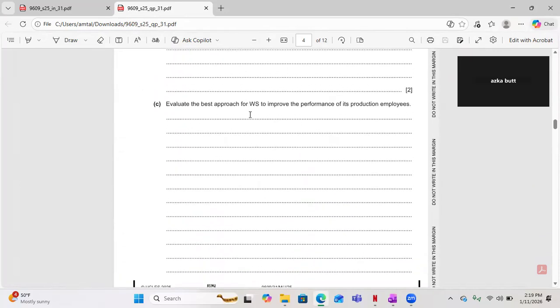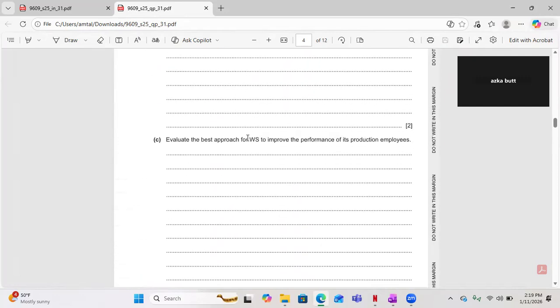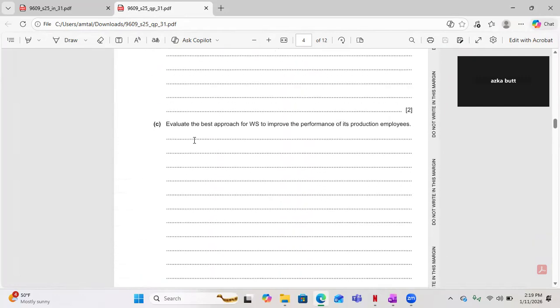evaluate the best approach for WS to improve performance of its production employees. This is a 12 marker question, as you can see. What we have to do, first of all, you should talk about the one approach which we can use, then analyze it, evaluate it, then write the second approach, analyze, apply, evaluate, and at the end you need to make the conclusion which approach is best. Okay.